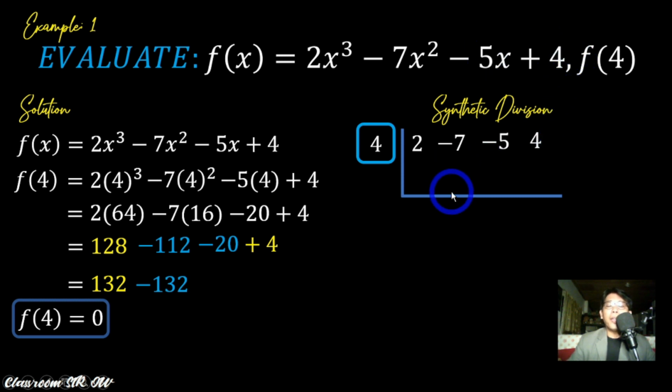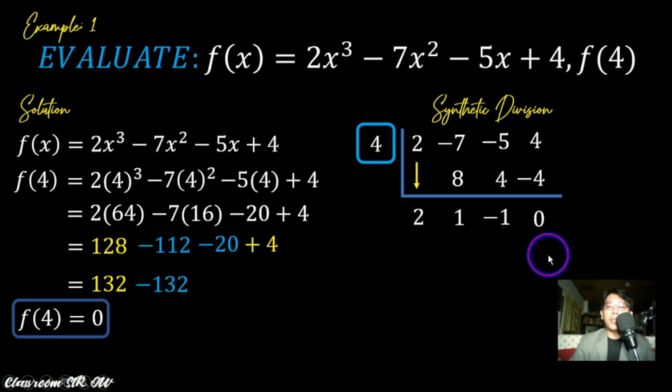Okay, so again, in synthetic division, the very first step is we will bring down 2. So we have 2 here. And what we are going to do is multiply 4 times 2. That is 8. Of course, we will place 8 below negative 7. And we will add negative 7 plus 8. But since they are unlike signs, we subtract them. So we have 1. And after that, we will multiply again. 4 times 1 is positive 4. And we add negative 5 plus 4 because they are of unlike signs. So that is negative 1. 4 times negative 1 is of course negative 4. And 4 minus 4 is of course 0.